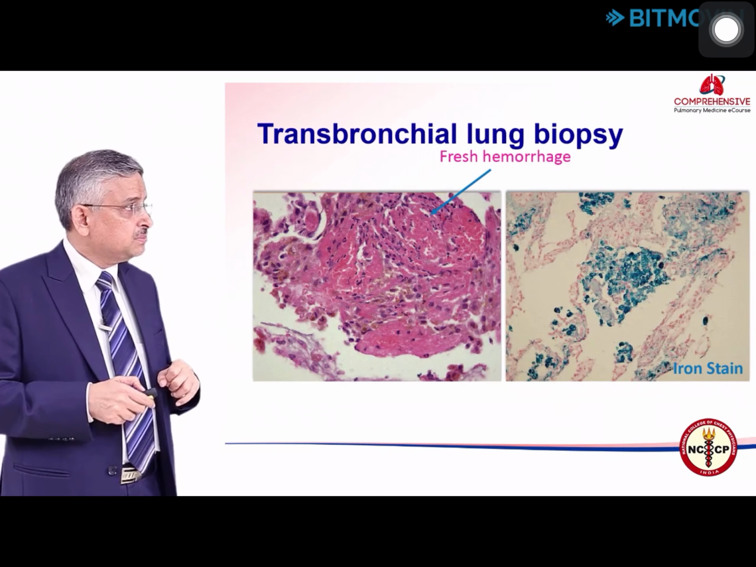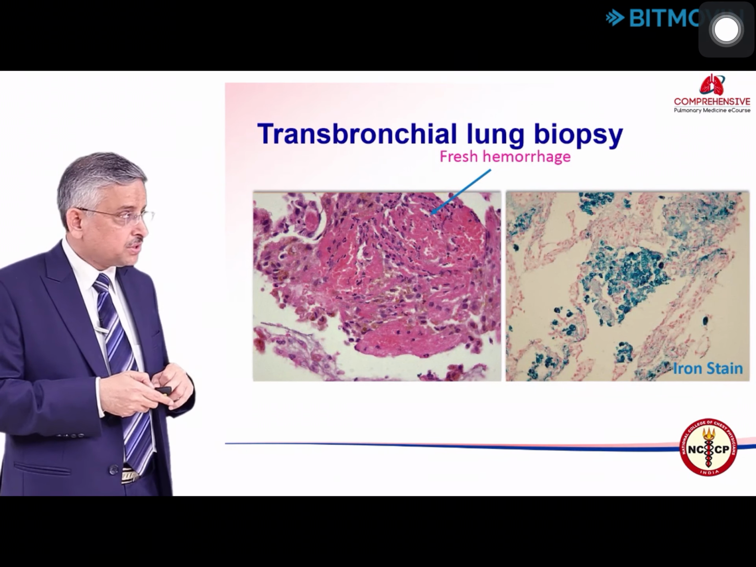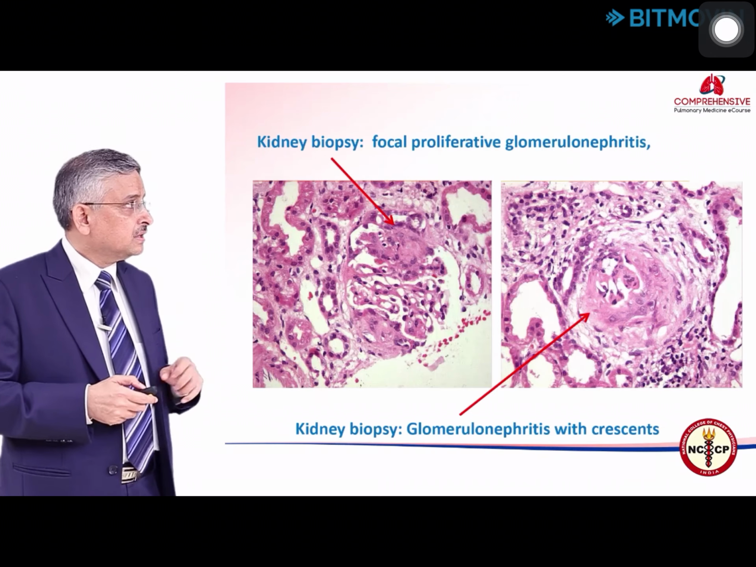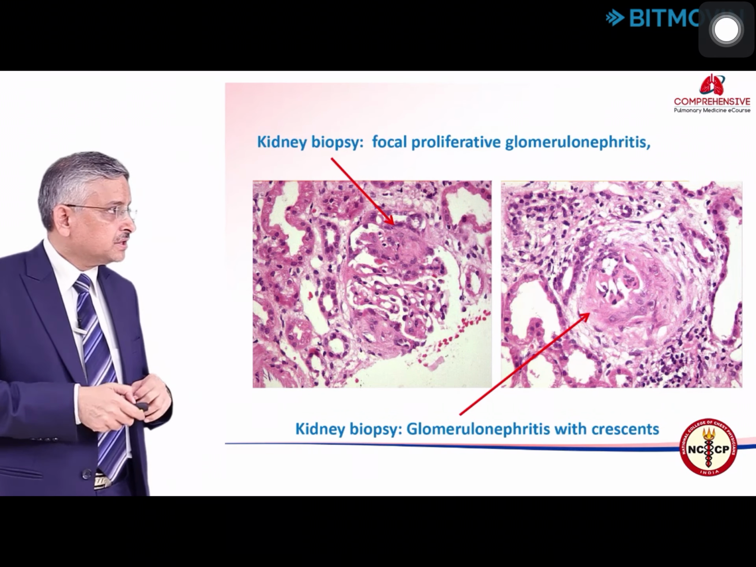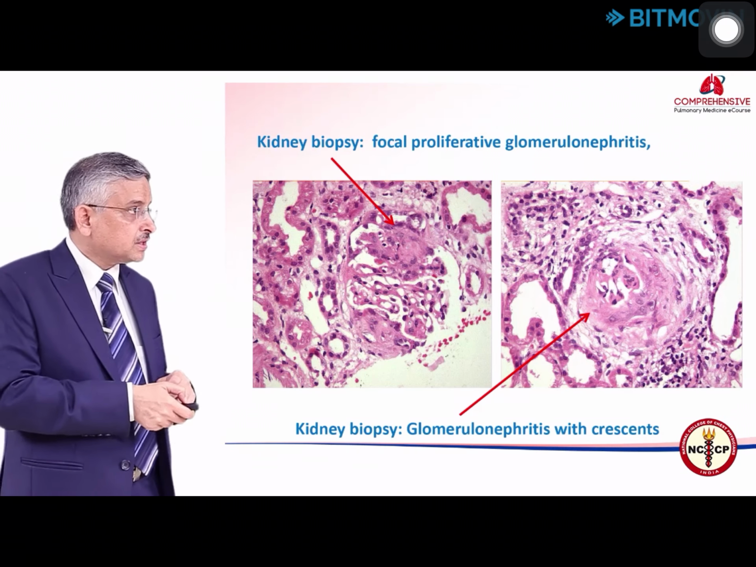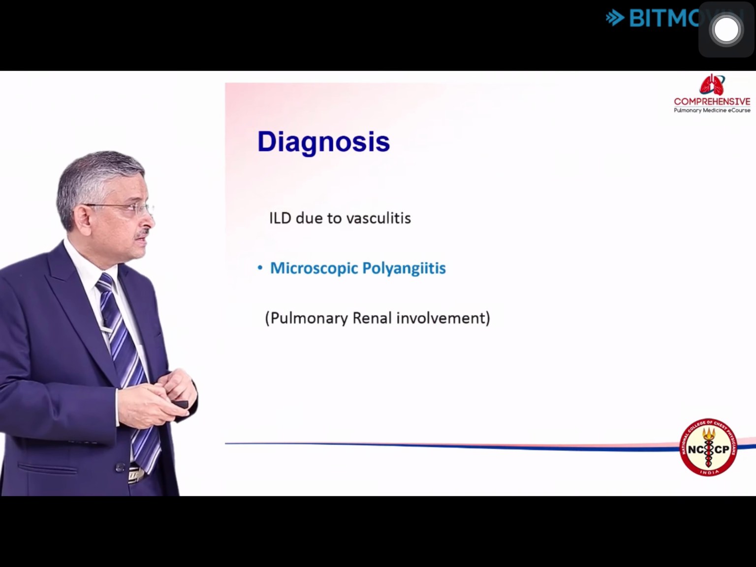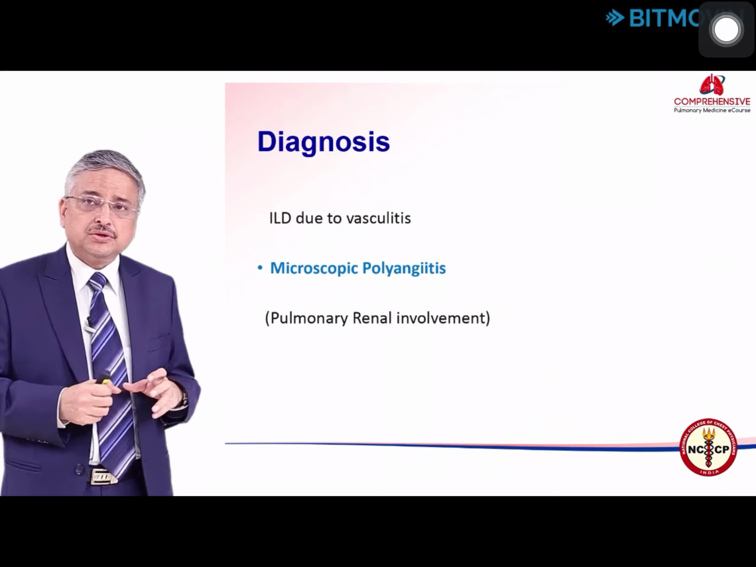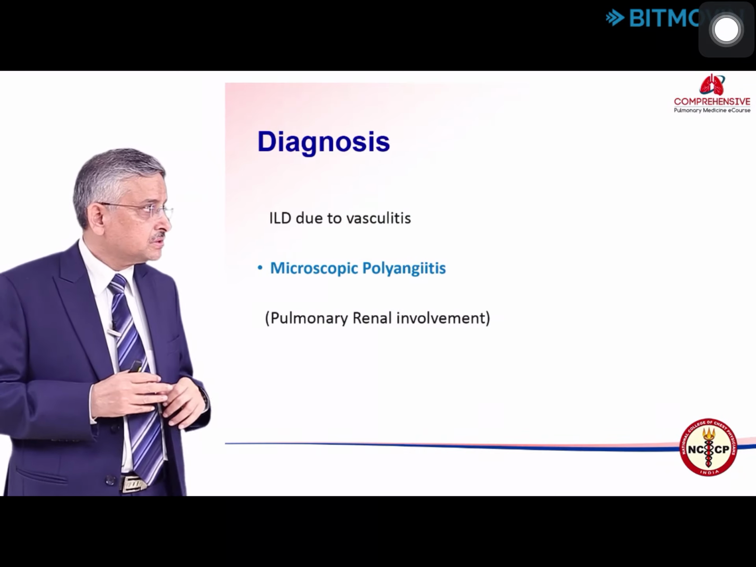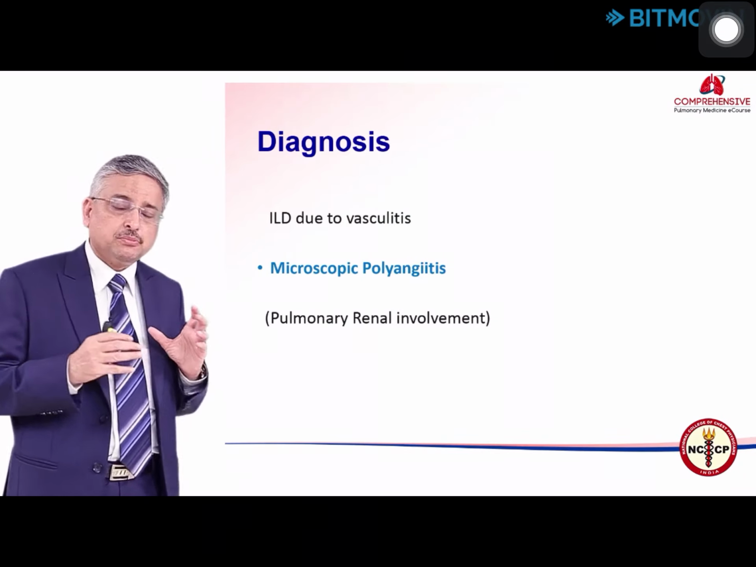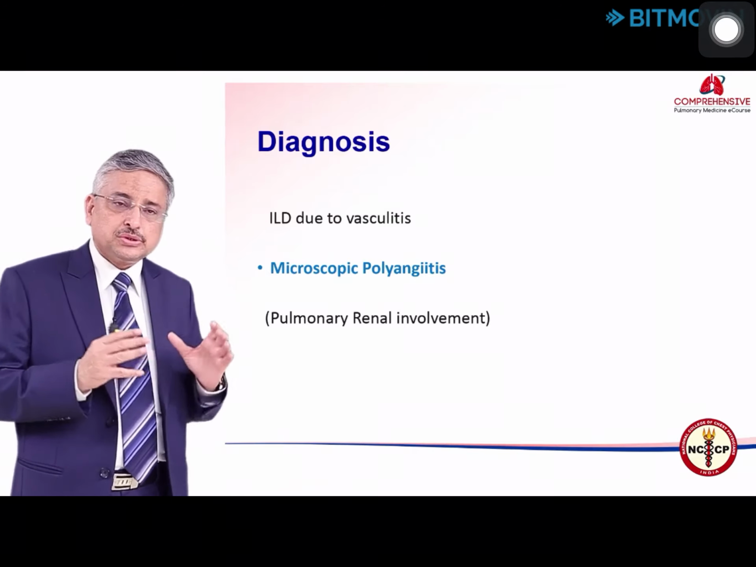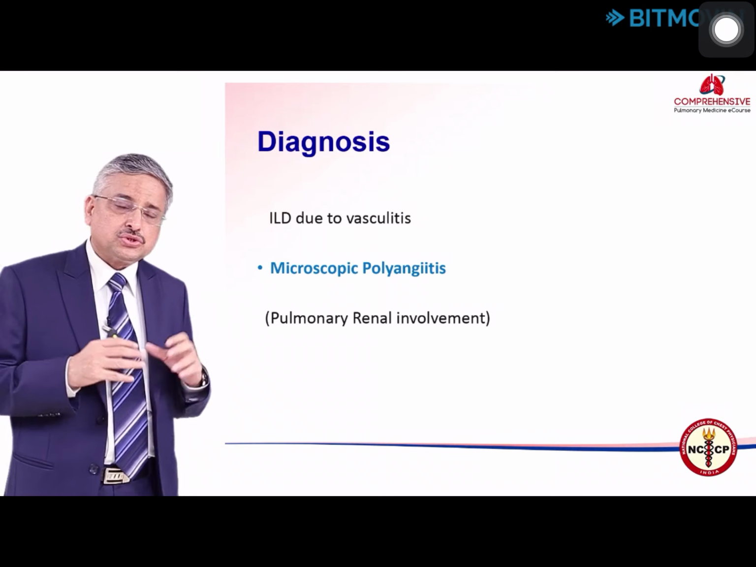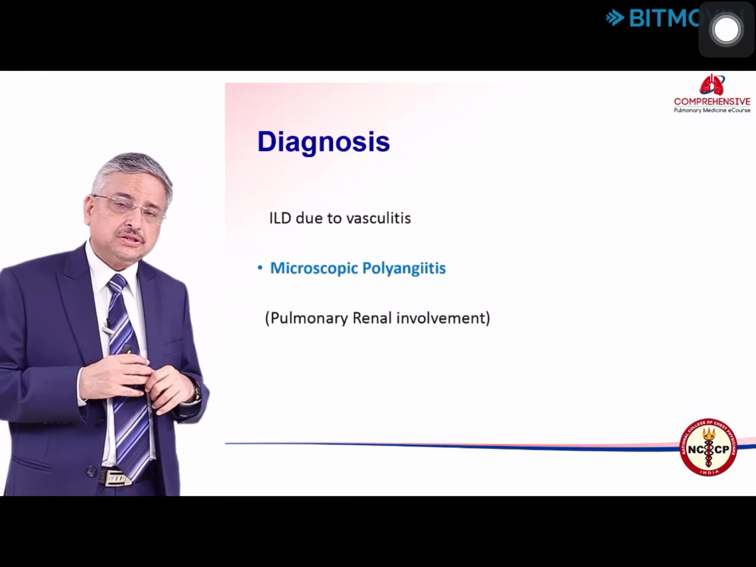The TBLB also shows the same thing, fresh hemorrhage, and iron stain is also positive. The kidney biopsy shows focal proliferative glomerulonephritis, and there are also crescents that you can see in the kidney biopsy. And therefore, based on this, a diagnosis of ILD with vasculitis was considered. This patient had microscopic polyangiitis, but this patient actually almost lost her life because a detailed examination was not done and a lot of things in the history were missed.